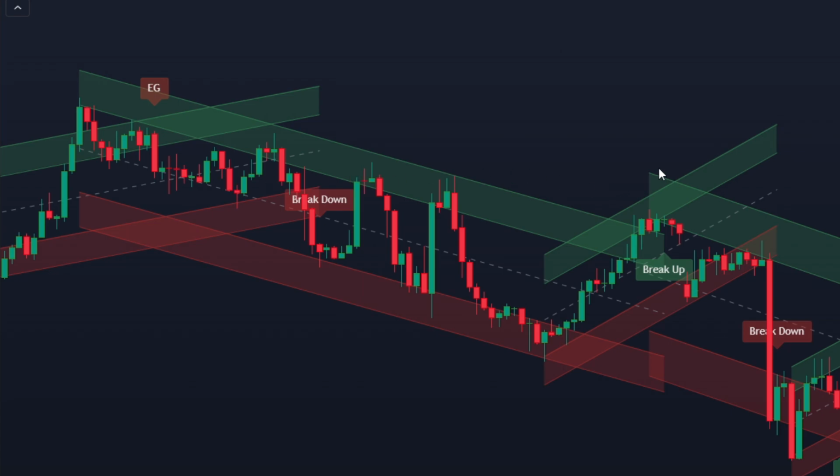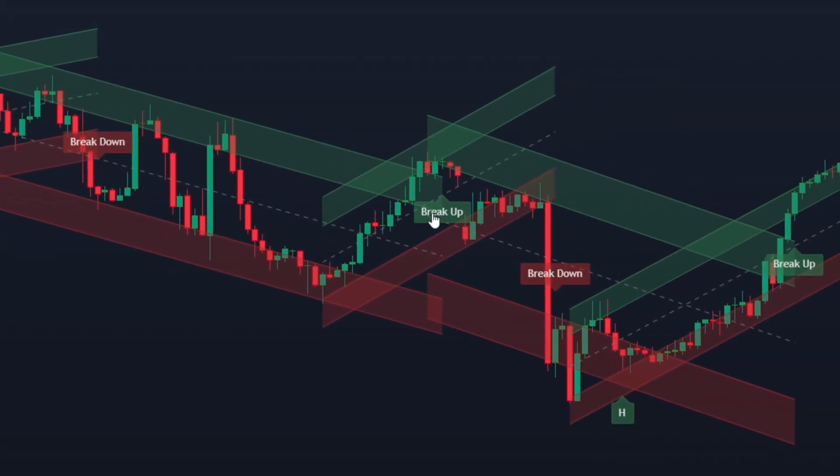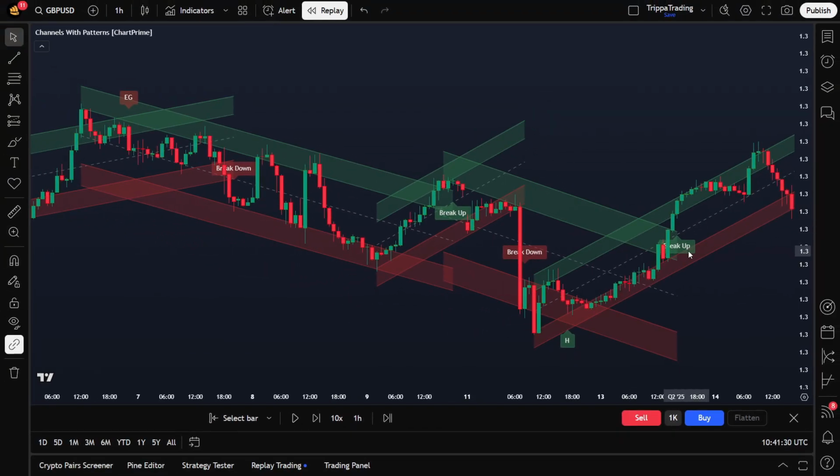So this would be considered as a sell opportunity. Those breakup and breakdown labels also serve a key role. When price decisively moves outside the channel, that could be a sign of a trend continuation or a breakout move, giving you another type of trade setup to consider. Let's go through some live buy and sell trade examples.